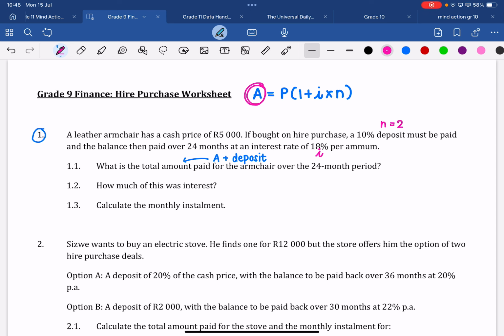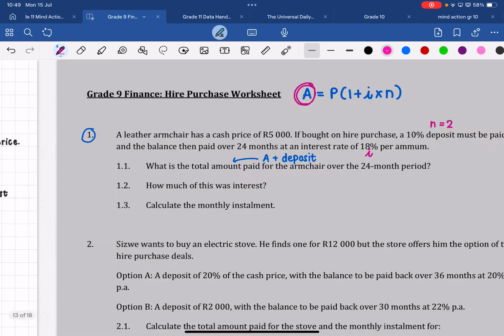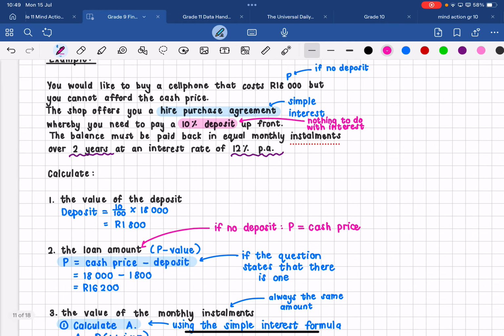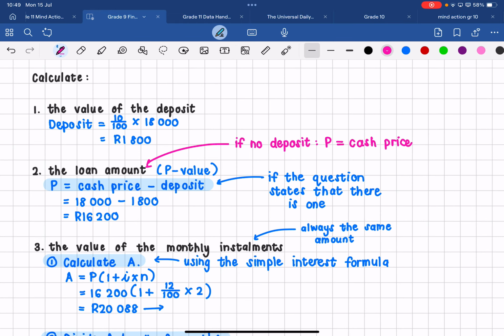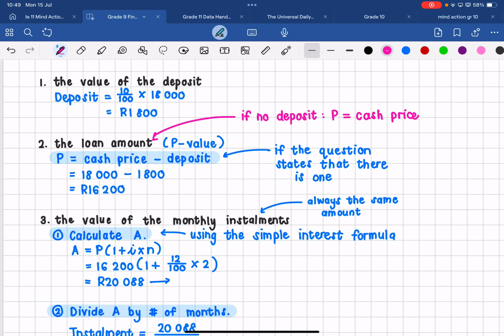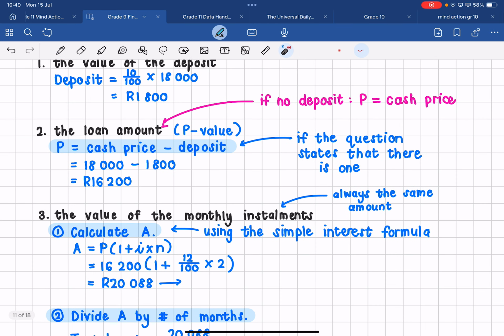What about P? What is the P value? You can look back at the previous example that we did, and you can see there how we calculated that P value. Over here, we wrote down a formula for it. P is the cash price minus deposit. To see how important it is that you guys memorize these formulas that I've highlighted.